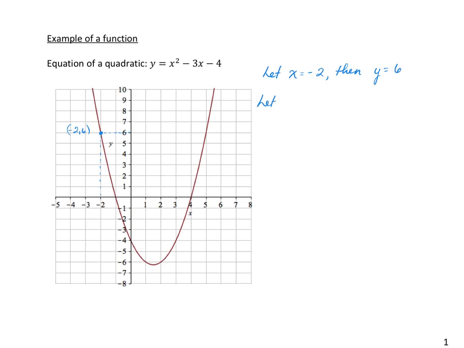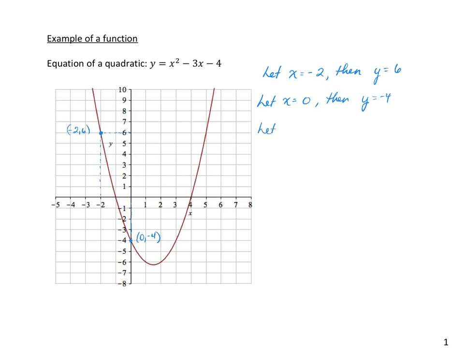Let's pick another number for x. Let's say x is 0. Then what's its corresponding output? So at 0, its corresponding output is -4. And we only get 1 point when x is 0. We only get 1 point on the function, and that's at y equals -4, no other number, right?